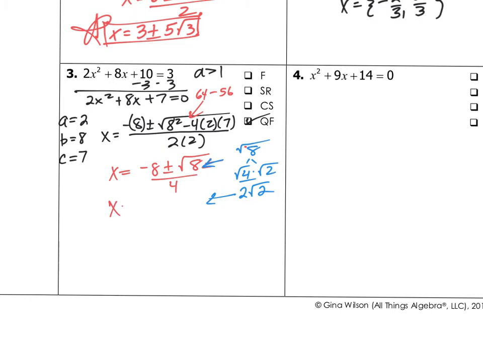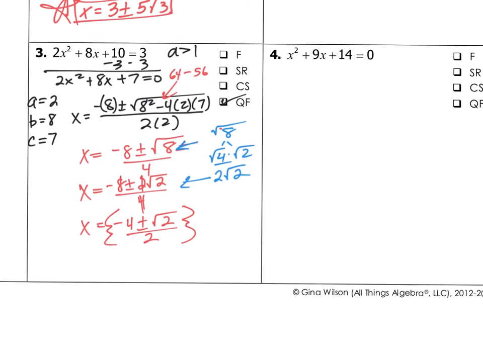I'm going to rewrite this as x equals negative 8 plus or minus 2 times the square root of 2 divided by 4. Okay, so this simplifies to x equals negative 4 plus or minus square root of 2 divided by 2. And this plus or minus, we can't really simplify it any more than that. Okay, that's all right. Number 4.